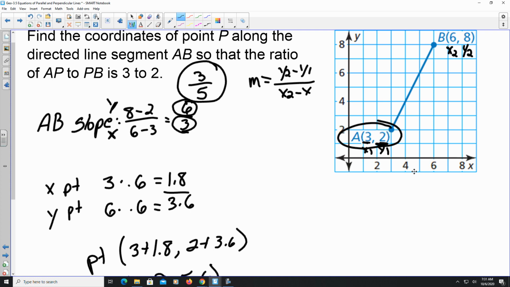So say it's somewhere right around here. So this is where point P is going to be. Okay. We'll do one more.